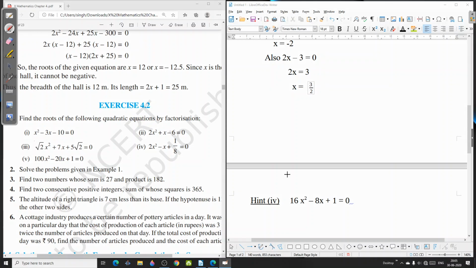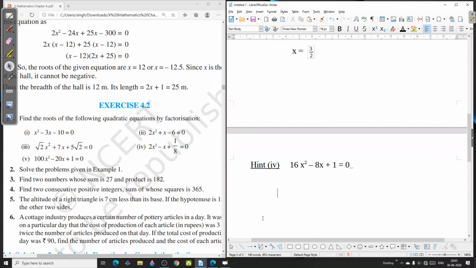Now, what you have to do is multiply a and c. What is a here? 16, and what is c here? 1. So, 16 into 1 will give you 16. So, that is what we will write here, 16, that is the rough work. 16 equal to, now we have to write 16 as a product of two numbers such that on adding them we get minus 8, because the middle term is minus 8x. So, the coefficient of x in the middle term is minus 8.